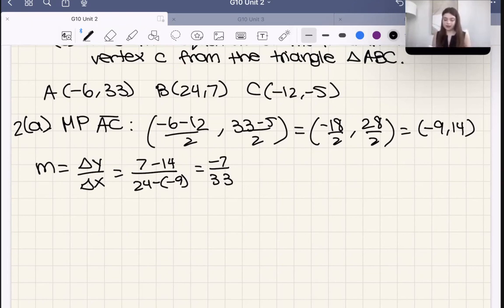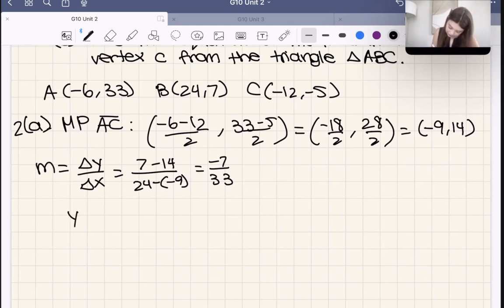So we need to plug in one of the points that we know is here, so either negative 9, 14 or 24, 7 here. I'm going to do negative 9, 14, but I can't stress this enough. It does not matter which one you choose in terms of whether or not you'll get the right answer. Either one will indeed give you the correct answer. Okay? All right.